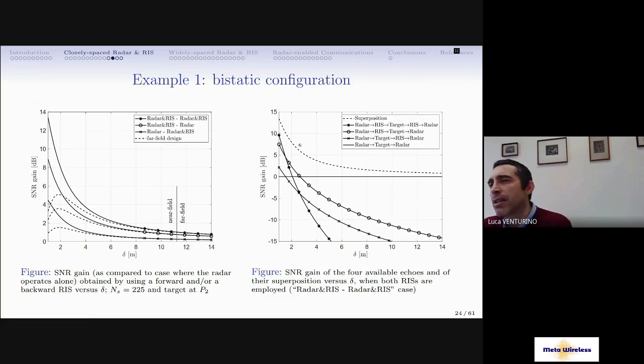Here I'm also plotting the SNR gain corresponding to the superposition of all these four paths, which was the same line that you see in the left figure here. So now it is shown as a dashed line. As you can see, when you combine all of them together properly, you can have a gain. And when the distance delta is very small, the large gain that you can see here, about 10 dBs, is mainly due to the fact that we have two indirect paths which are very strong.